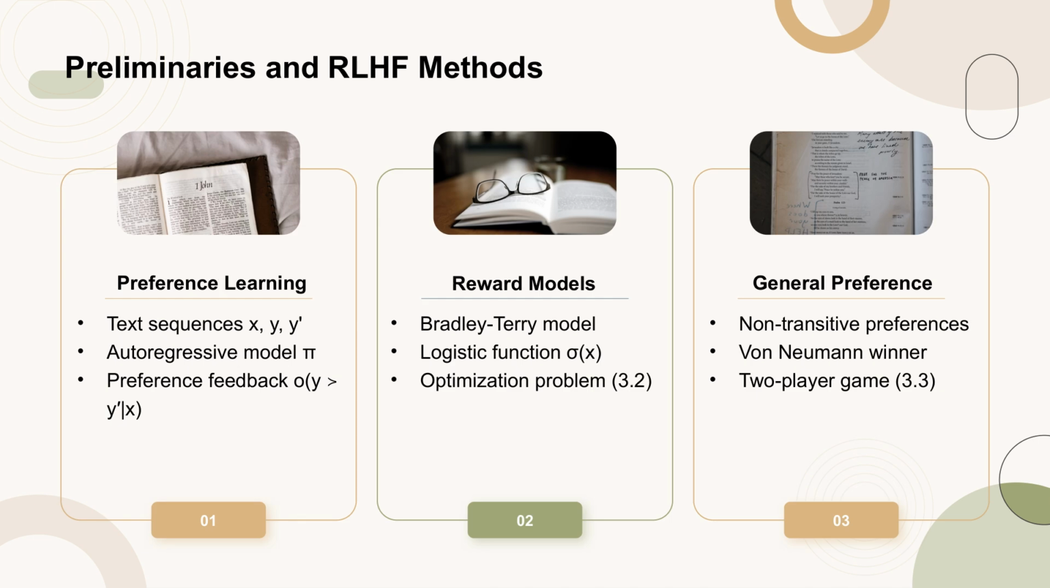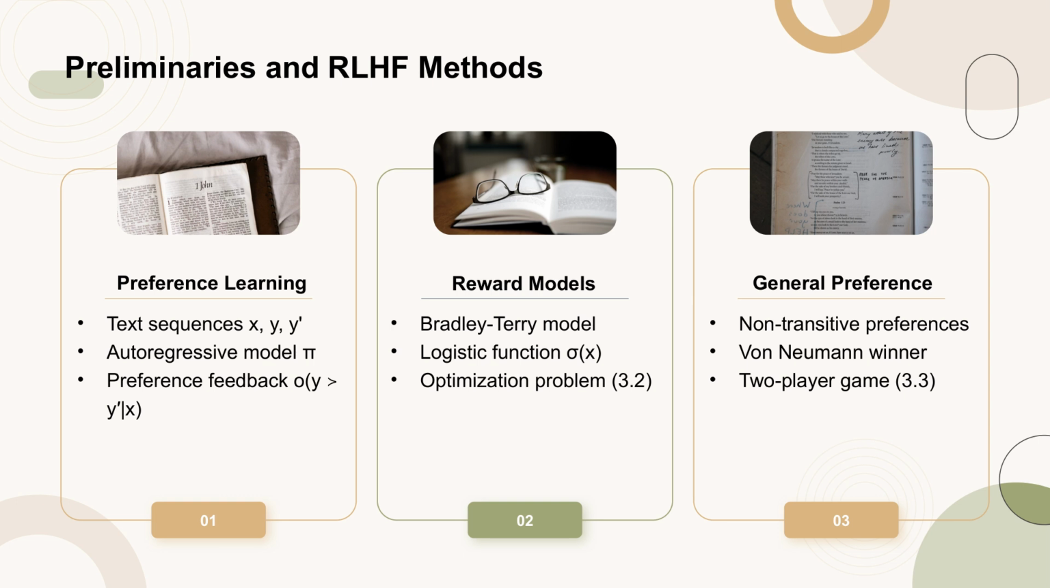In the context of preference learning, a text sequence X is given, and two responses Y and Y' are generated. An autoregressive language model π can generate responses following a specific probability decomposition. A preference oracle provides feedback on which response is preferred. The Bradley-Terry model is used to learn a reward function, which can be estimated by maximizing log likelihood. This leads to an optimization problem that can be solved using policy optimization algorithms.